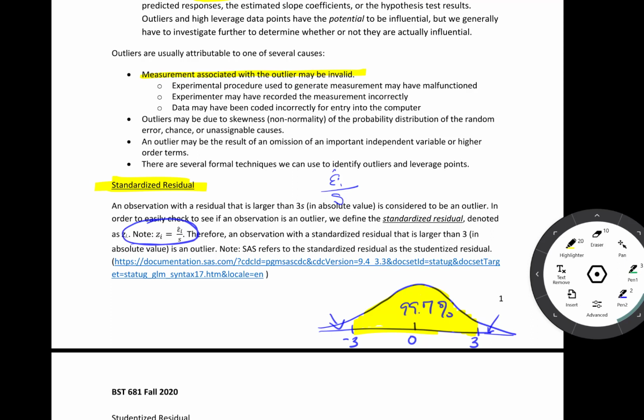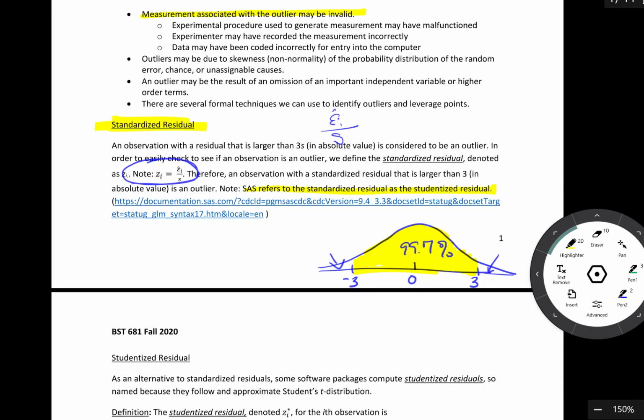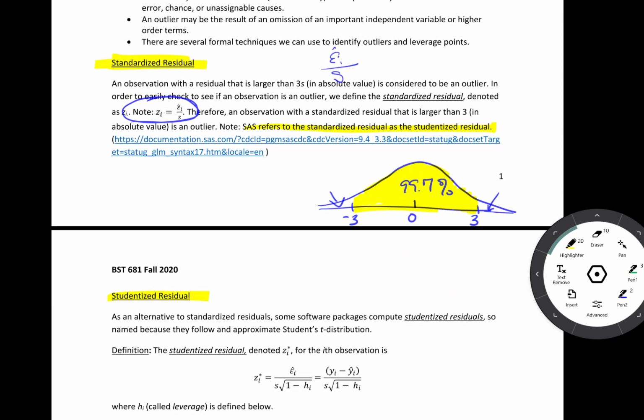Now, the other thing that I do want to note here is that SAS refers to the standardized residual as the studentized residual. And you can read about that here in the SAS documentation, and you will see it's the same value that we have here. This can be confusing because other texts define the studentized residual slightly differently, and you'll notice here the difference is in the denominator. So I put that here for your information, just to be careful that if you are using the studentized residual in SAS, it might be different from another piece of software.